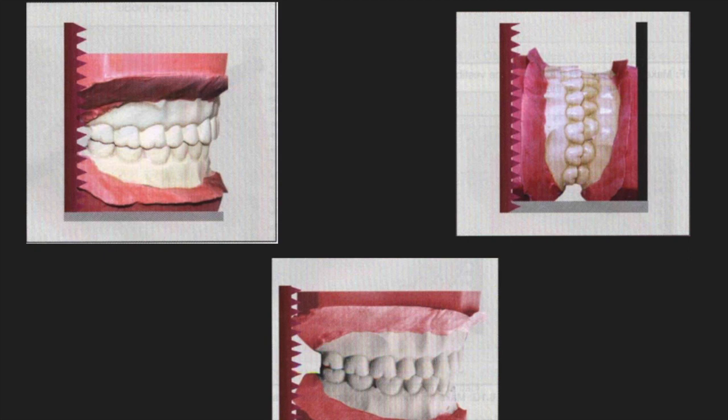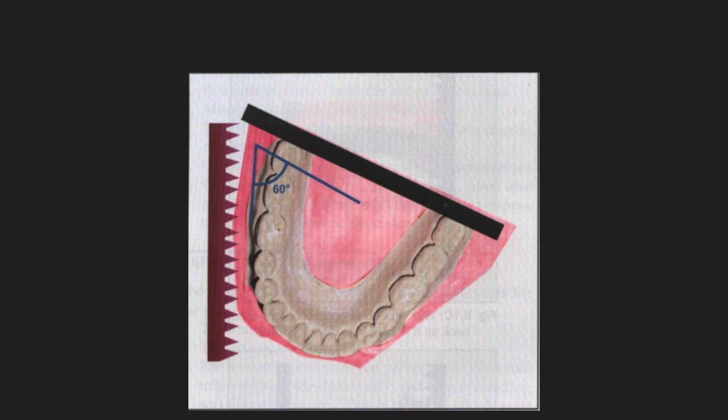Place the upper model on its back on the model trimmer. Trim until the top base is flat. Occlude the models and check for parallelism of the bases and so that the backs are in a flush plane. This is followed by making buccal cuts on the edge of the vestibule at a 60-degree angulation.